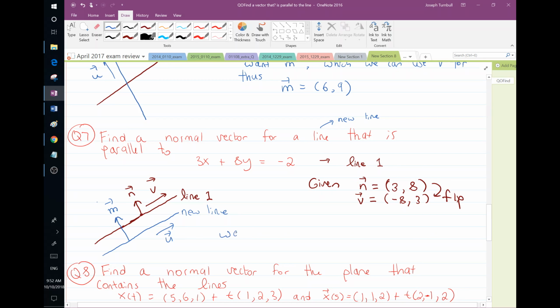And we want M, which we can get. I'm going to highlight the special word: parallel. That was why the new line's pointing in the same direction now.